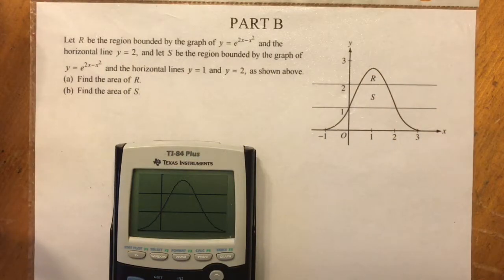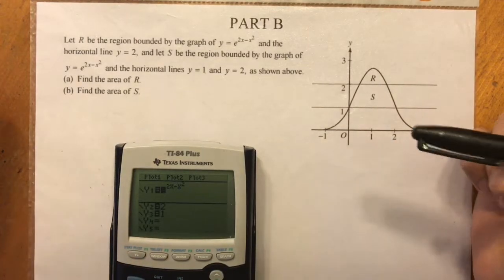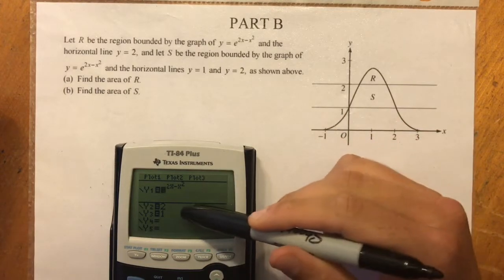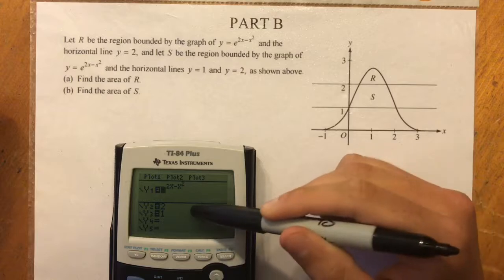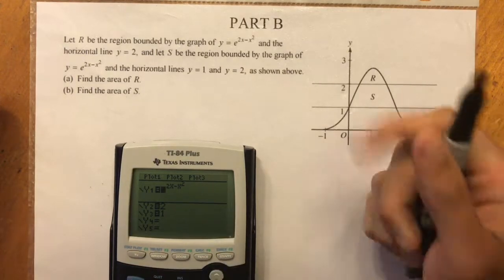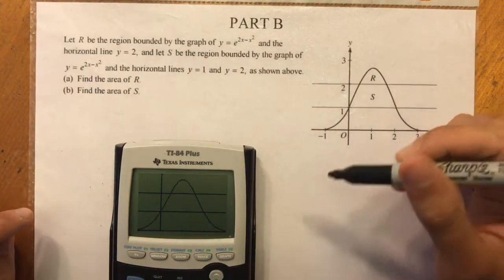Greetings, fellow comrades of the calculus domain. I, Louis L'Hospital, will show you how to solve Part B of FRQ number 1, Form B from 2007. As Caitlyn Calculus mentioned, I already graphed the curve y equals e to the 2x minus x squared, the horizontal line y equals 2, and the horizontal line y equals 1. And I already preset the window to match that of the graph here.